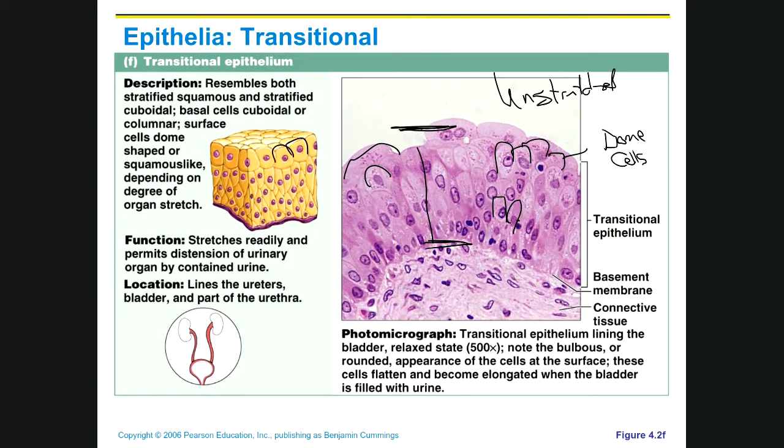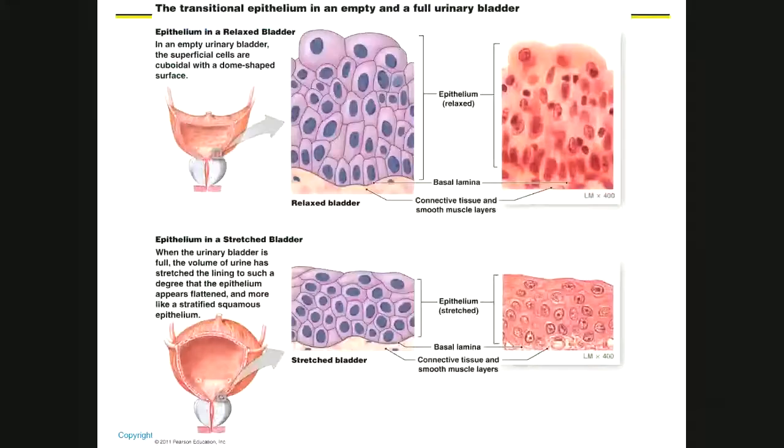But if I start stretching this tissue, it's going to thin out. We're going to go from this, here's the unstretched, to this, here's the stretched. And look, they don't look the same at all anymore. Look how tall this was. And now look how thin this is. Here we have these domes up here. Look, the domes disappear. They're not there anymore.